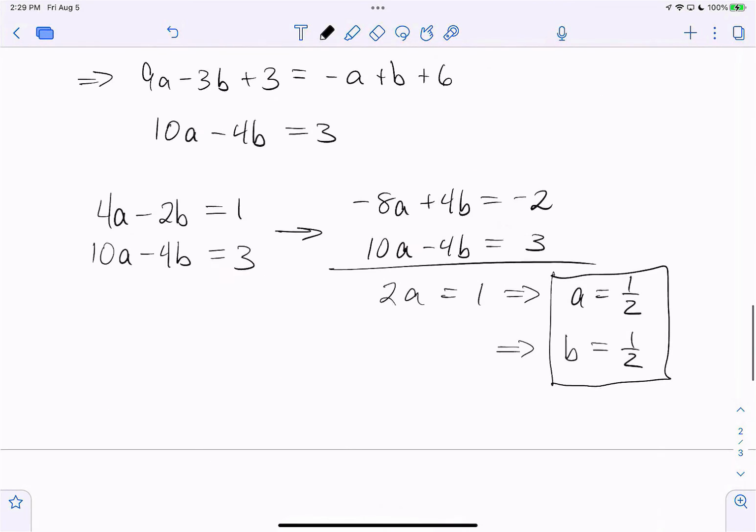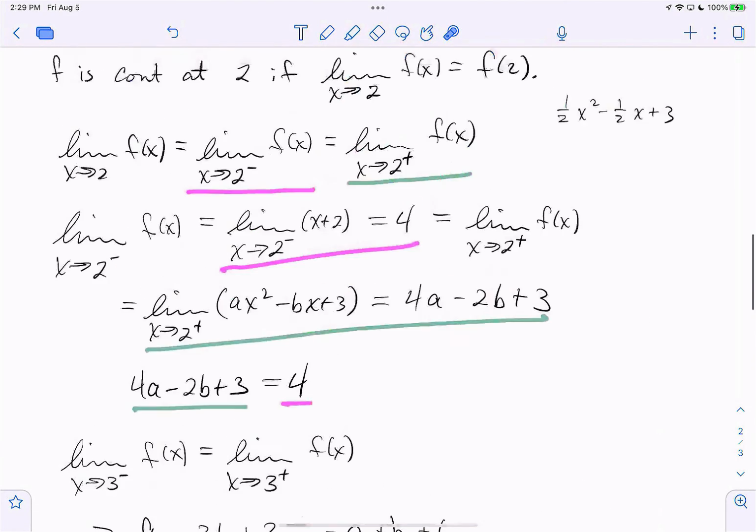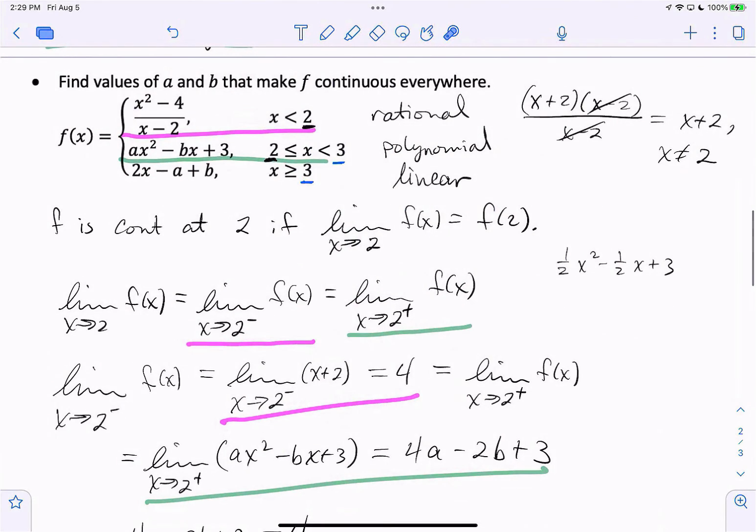So suppose we said that a is 1/2 and b is 1/2, then I would have expressions for the first function, the second function, the third function. Of course, (x squared minus 4) over (x minus 2) wouldn't change, but for the second definition here, I'd have 1/2 x squared minus 1/2 x plus 3. And for the third one, I'd have 2x, because the halves would subtract out.